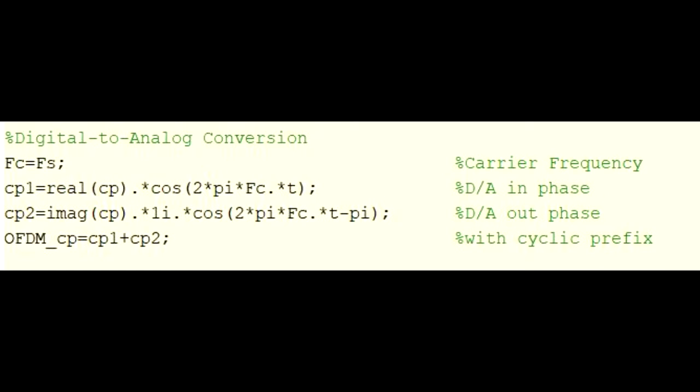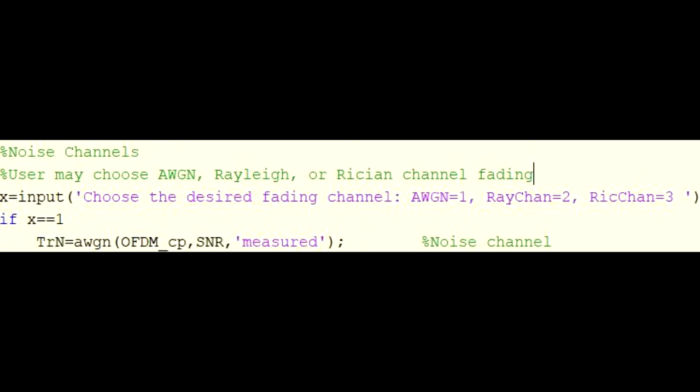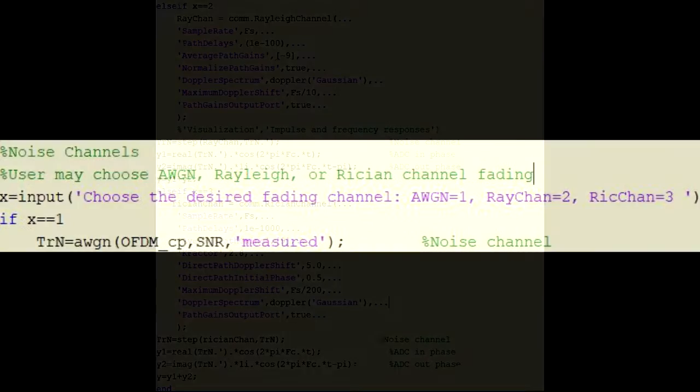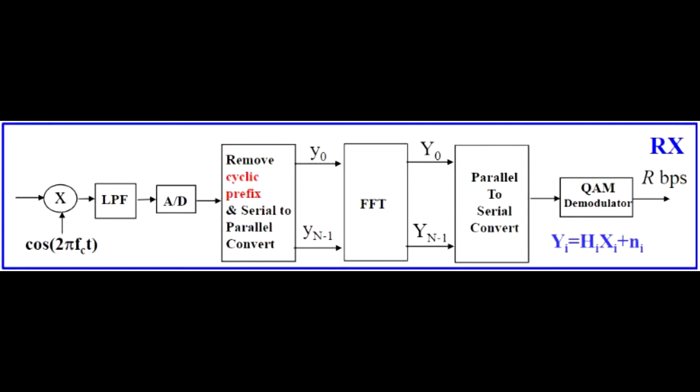Then, the signal will be sent to the receiver over a noise channel. For the noise channel, we use AWGN, which is typical random noise. The user can pick a value for the signal to noise ratio, or SNR. We also experimented with Rayleigh and Riccian channels. Rayleigh and Riccian channels both simulate multipath fading, but the difference is Riccian takes into account line of sight. And now, onto the receiver.